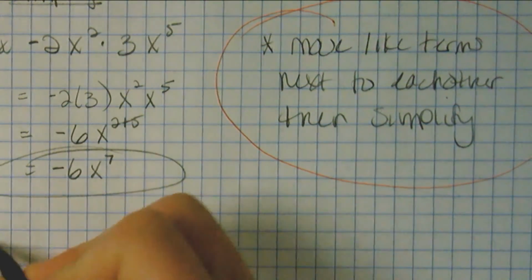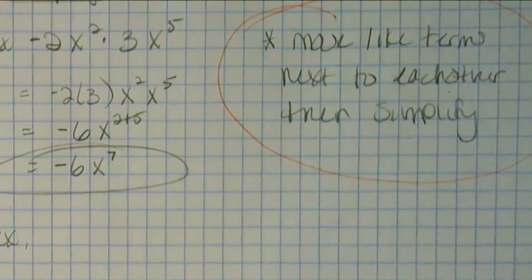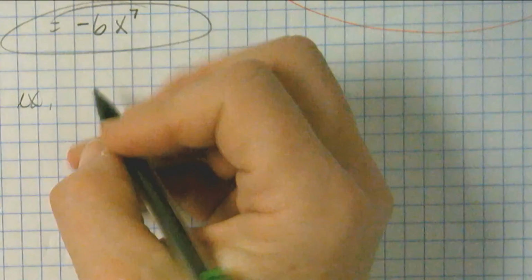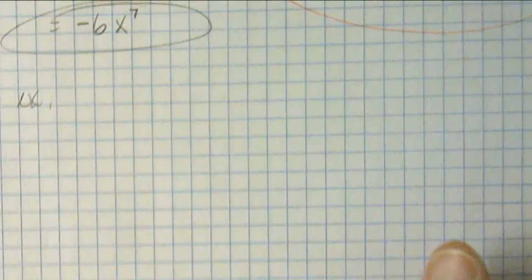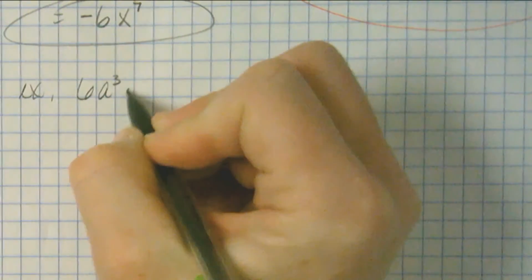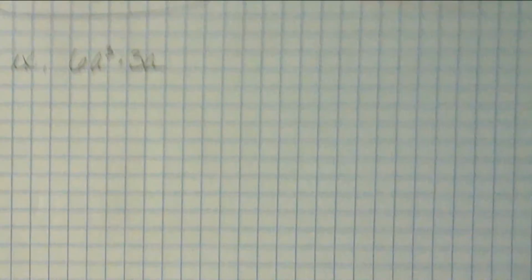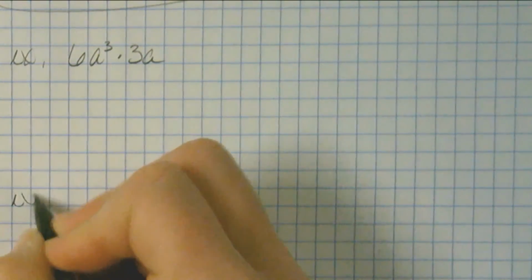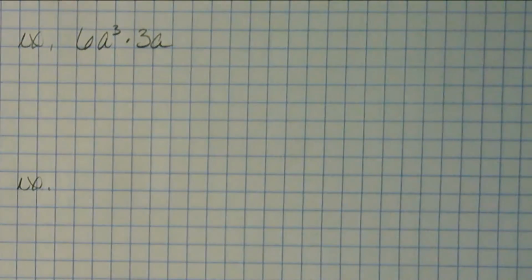Okay, I'm going to give you a couple examples I want you guys to work on. So the directions are the same, it's simplify. So I have 6a to the third times 3a. There's my first one. And I'll put a couple more up there, so get going on that one, and then you can start working on the rest of them.